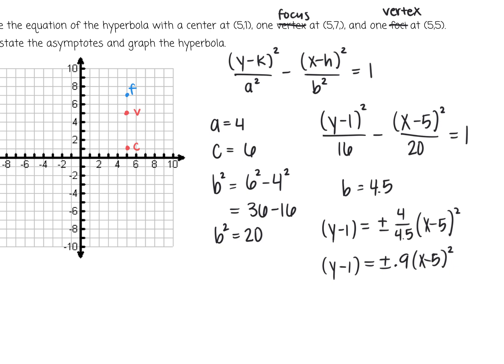So I'm going to do a rough sketch of my asymptotes here just because it's not a nice slope. So I'm going to start by graphing my other vertex. So my other vertex is going to be down 4 from my center. And then I'm going to roughly sketch my asymptotes. Again, this is just a rough sketch. And then I can construct my hyperbola.